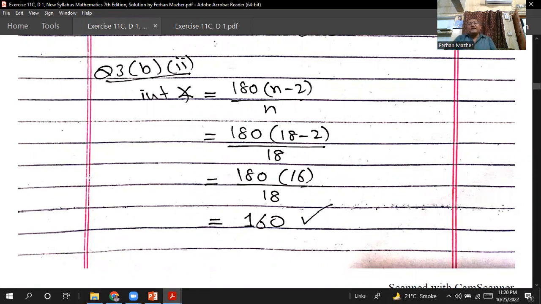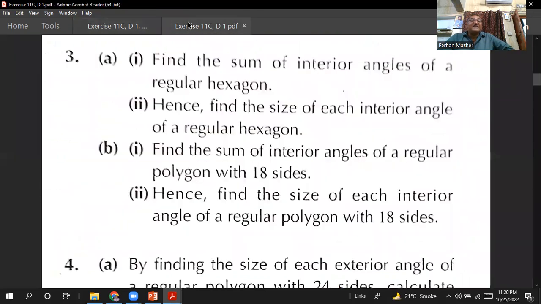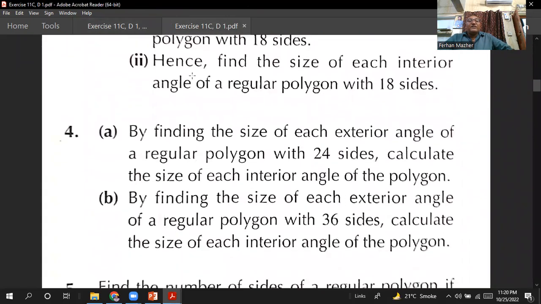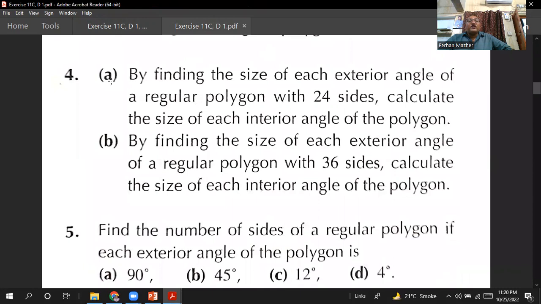So we can find a single internal angle by this formula. So it will be 180 bracket 18 minus 2 bracket close divided by 18. So it will be 180 into 16 divided by 18, and that will be 160. So each interior angle of an 18-sided regular polygon is 160 degrees. So that was the question number 3. Now we are going to the question number 4.